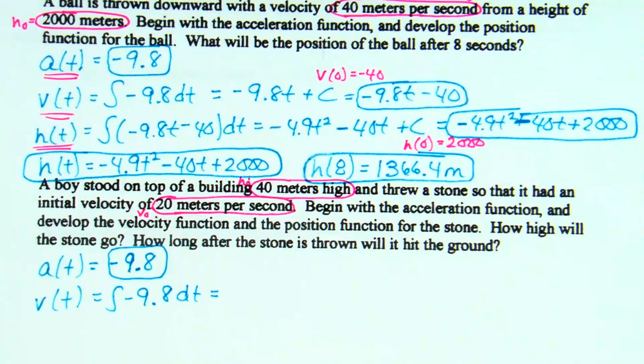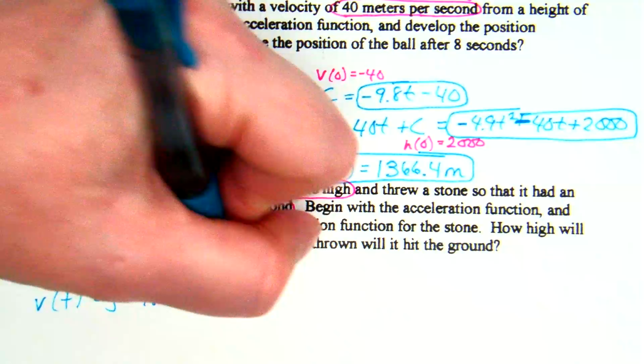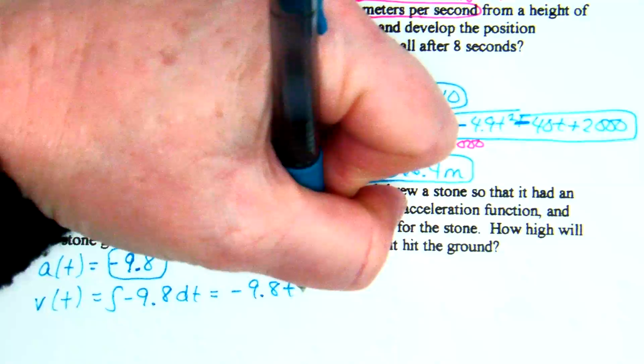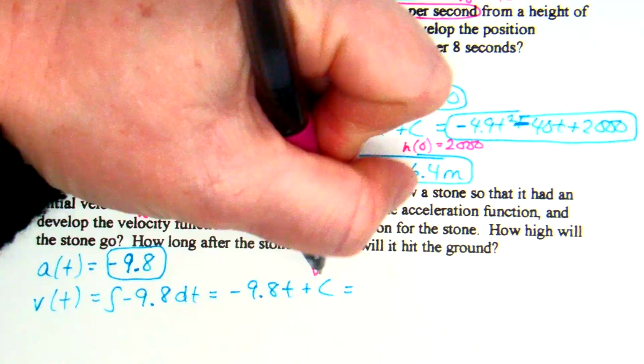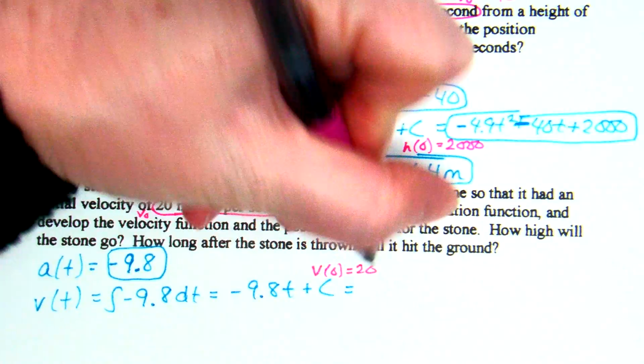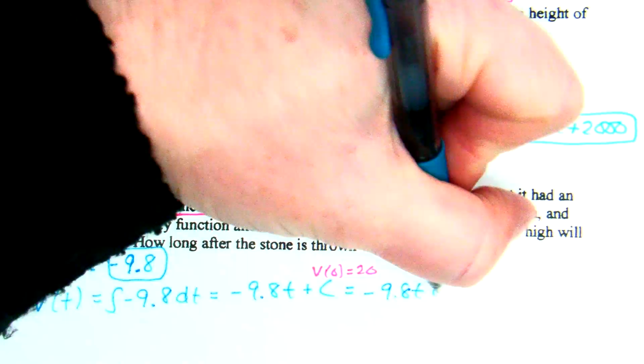It's the integral of negative 9.8 dt, which is negative 9.8t plus c. What's my c here? That's the velocity. Your velocity, right? So v of 0 is equal to 20. So this would become negative 9.8t plus 20.